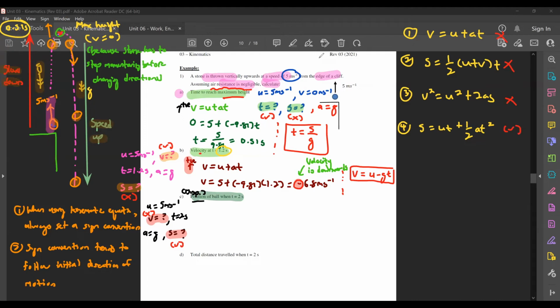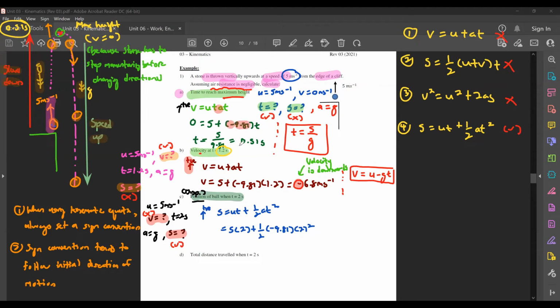Okay. So this one is, again, upwards is positive. So s is equal to ut plus half at squared. This one will be 5 times 2 plus half multiplied with negative 9.81 times 2 squared.